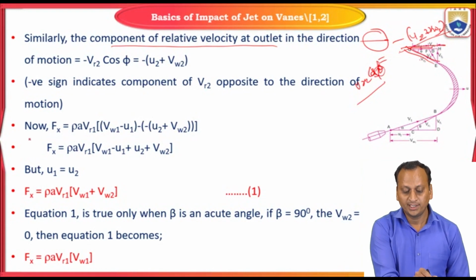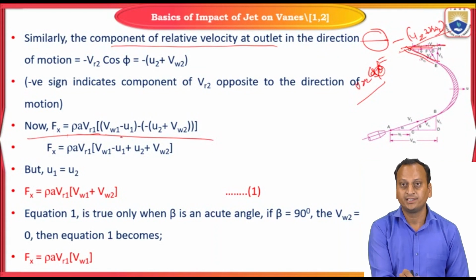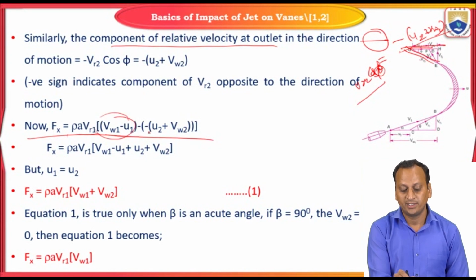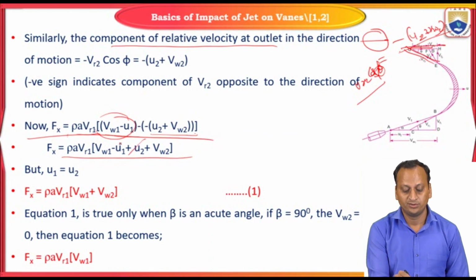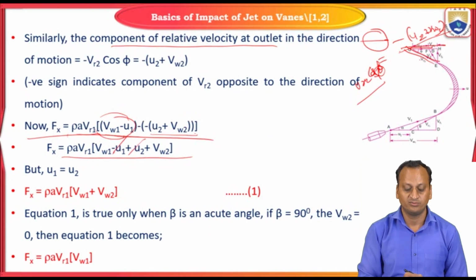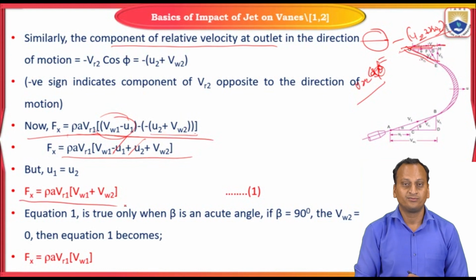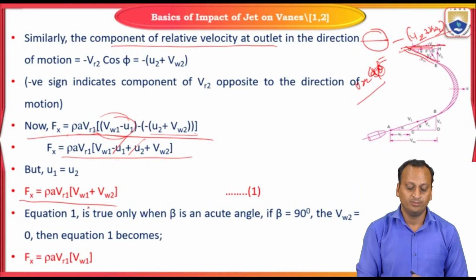Now we can apply this in the force expression, the rate of change of momentum. So rho a V1 times the change in velocity, where the inlet velocity is VW1 minus U1 and the outlet velocity is minus of U2 plus VW2, minus of minus. Then we will have rho a VR1 into VW1 minus U1 plus U2 plus VW2. U1 and U2 are both the same, therefore they cancel. So along the x direction, the force applied by the jet on the vane is rho a VR1 into VW1 plus VW2.